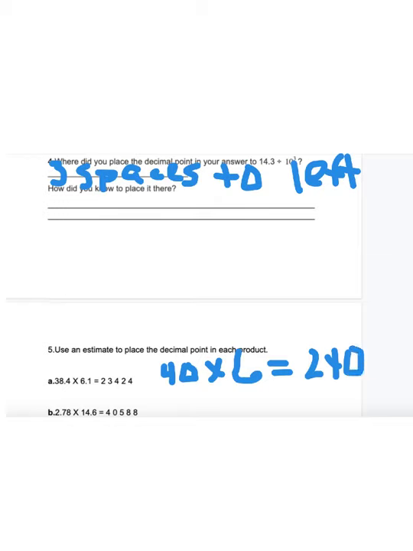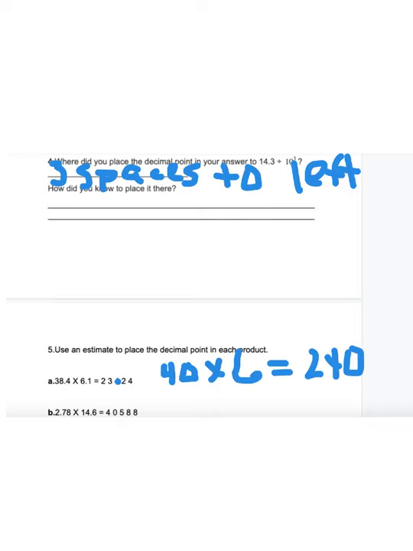That's going to tell me I'm going to put my decimal point right here, in between the 4 and the 2. So my answer should be 234.2, because that is the closest answer to 240 with those digits that they already gave us.